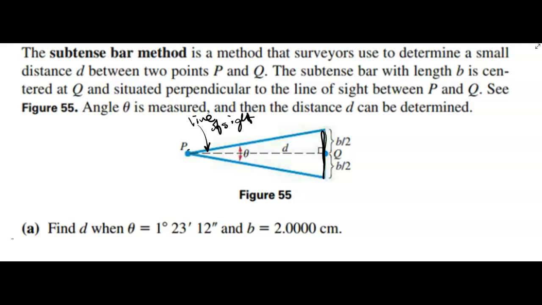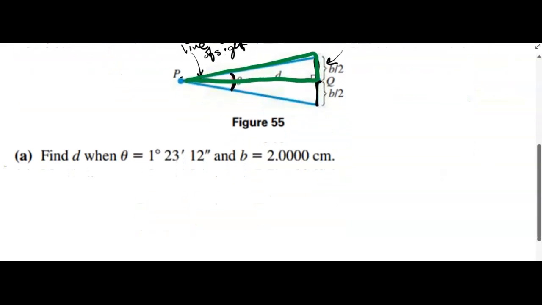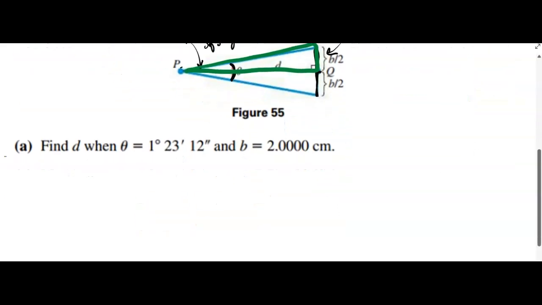Angle theta, now angle theta is all the way across here, is measured, and then the distance d can be determined. Okay, now remember Q is halfway in between, so if you know what B is, then half of B is one side. So hopefully you can see the triangle here. So I'm just going to do the top part. So there's the triangle. Now I'm going to blow that up so that we can see it better.